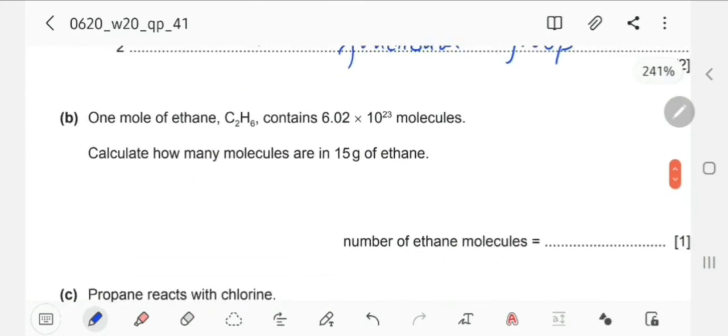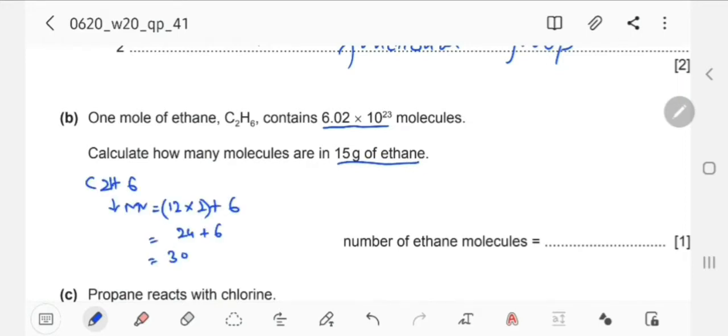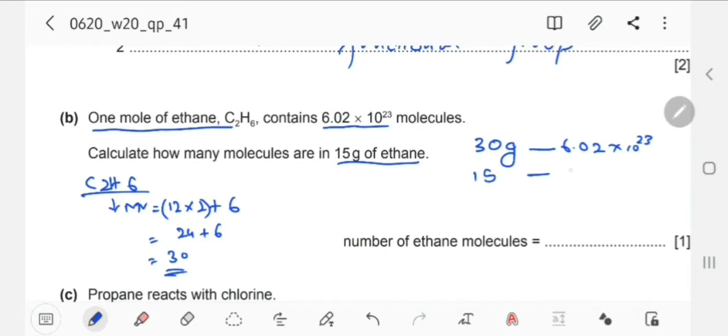1 mole of ethane, C2H6, contains 6.02 multiplied by 10 to the power 23 molecules. Calculate how many molecules are in 15 gram of ethane. Well, we have to find first the Mr of C2H6, because 1 mole will be related to Mr. So Mr would be 30. So it means that 30 gram would be 6.02 multiplied by 10 to the power 23 molecules. So how many would be 15? It's simply a half. So half would be 3.01 multiplied by 10 to the power 23.